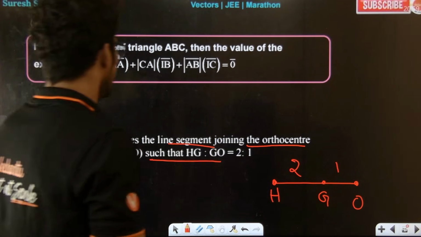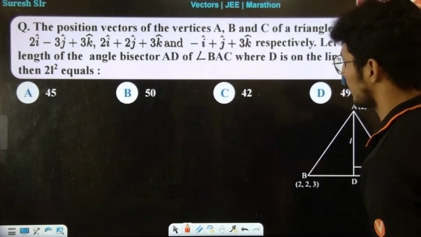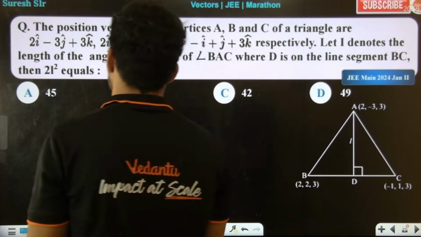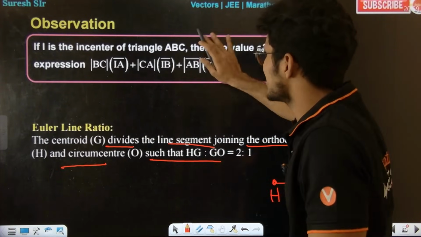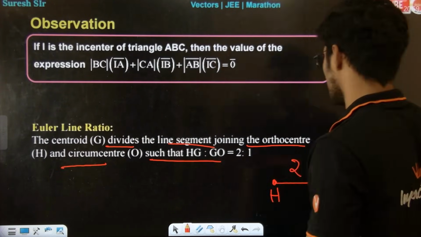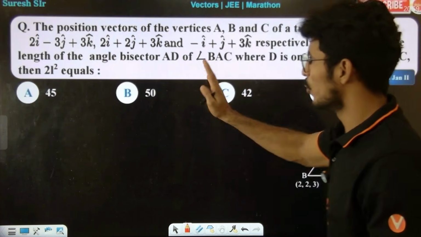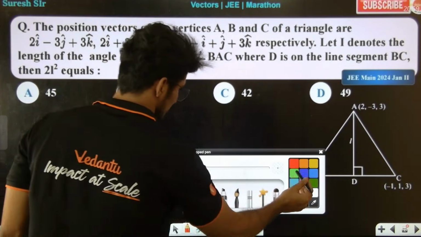So yes, now one more thing. We'll go with the question. Sir, you missed one point. Internal division is not that much required for you, but as far as vectors are concerned, yes. Now we'll go with this.